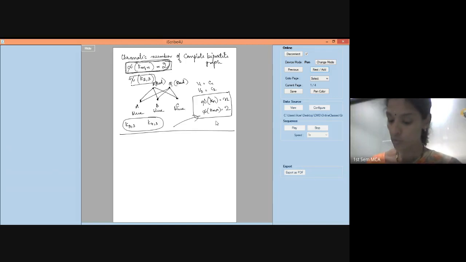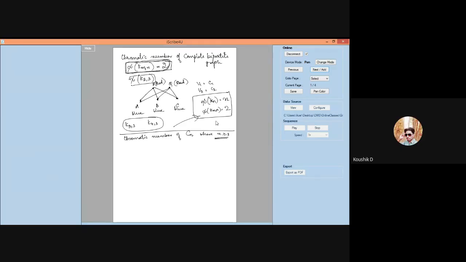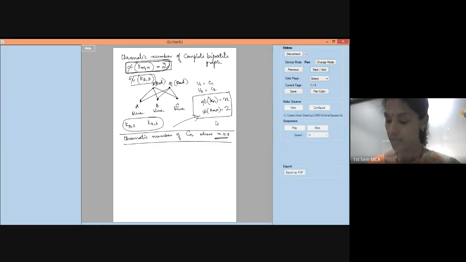Okay. Next we move on to what is the chromatic number of Cn, where n is greater than or equal to 3. What is Cn? A cycle. Cn is always a cycle where n is greater than or equal to 3. Now, what is the chromatic number of a cycle is what they are asking.